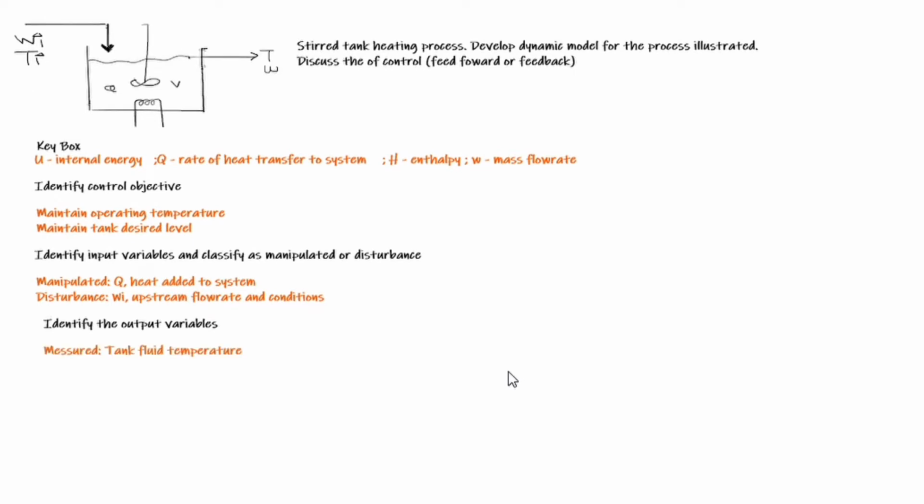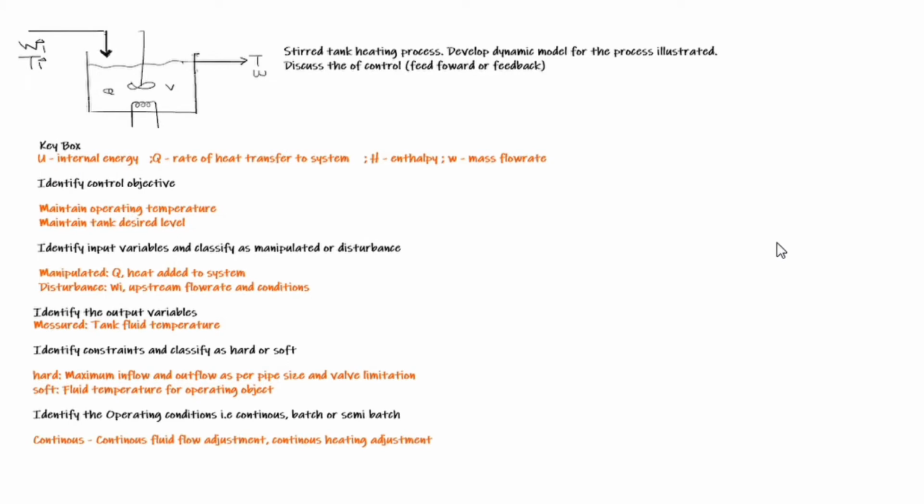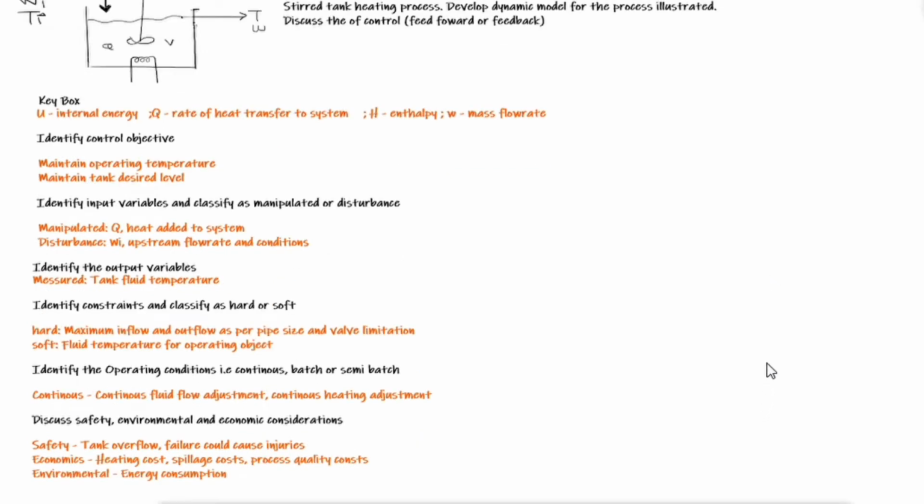So the measured variable here is definitely the temperature inside of the tank. Identify the constraints, hard and soft. So hard will be the inlet and outlet flow rate, which will be constricted by the pipe sizing, and the soft can be the fluid temperature for the operating objective. We can say this is a continuous process as we'll continuously monitor and adjust the flow rate, also continuously adjusting the heating. Discuss safety, environmental or economic considerations.